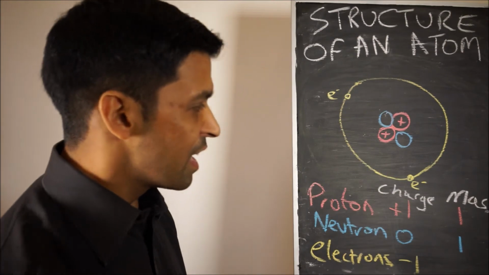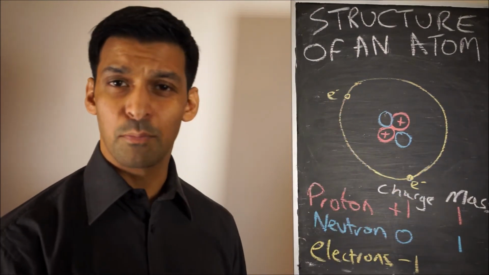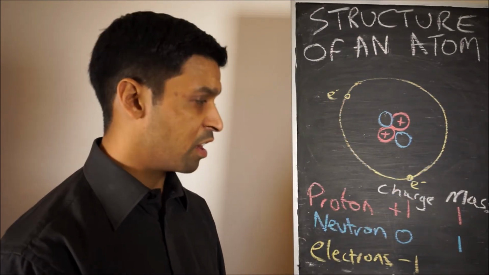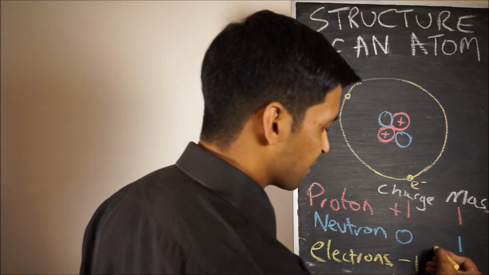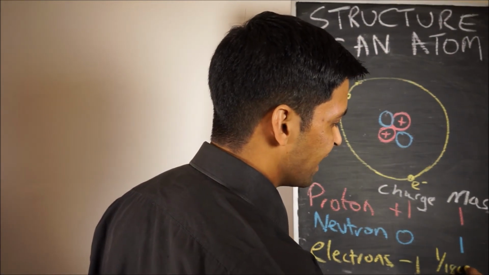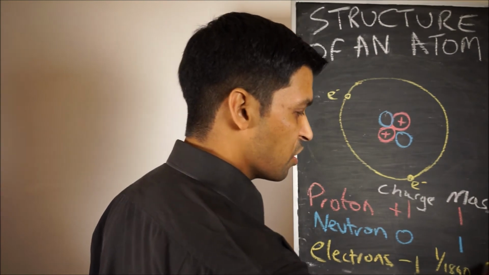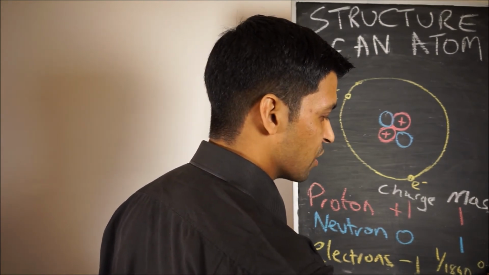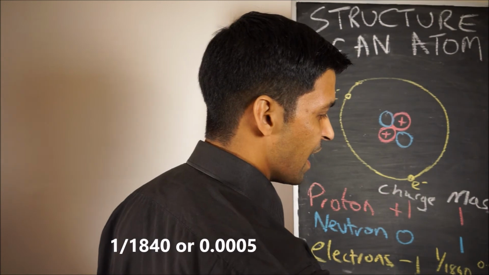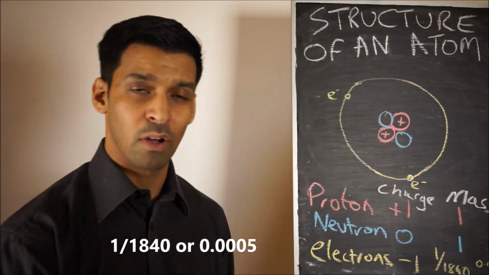Okay? Now the electrons, these are incredibly small, and so they've got a mass much smaller, and it's actually 1 divided by 1840, or you could write it as 0.0005. Okay, up to you which one you want to use.